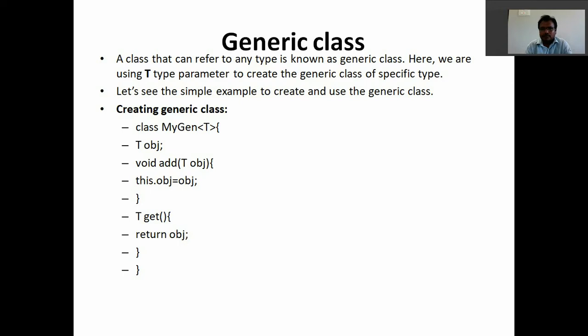Now observe with the help of a practical example of a generic class. The following is the generic class example. Here all of you observe: the class name is MyGen. What is the definition? A class that can refer to any type is known as a generic class. So this class is of type T. T means type parameter, right? This class is of T type. T is what type? Object type.